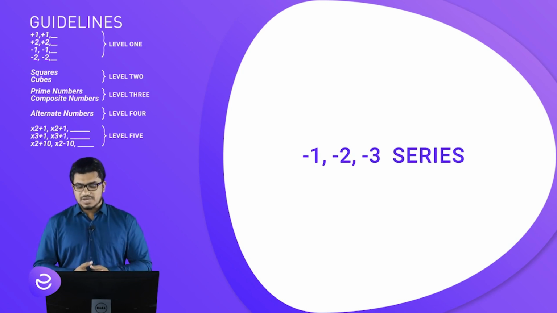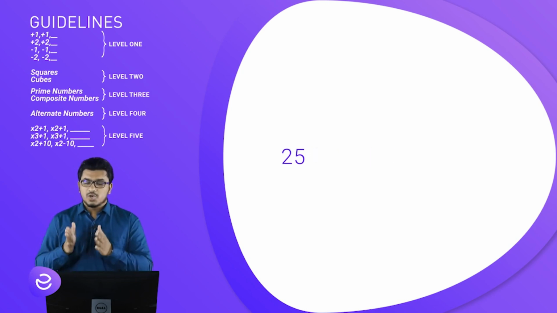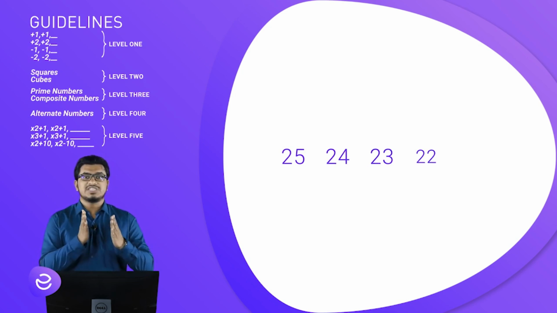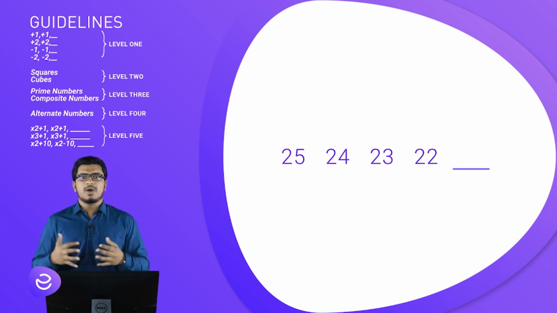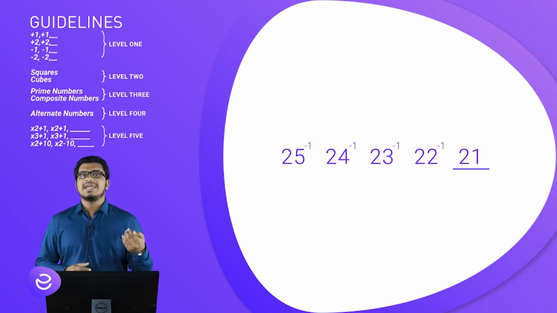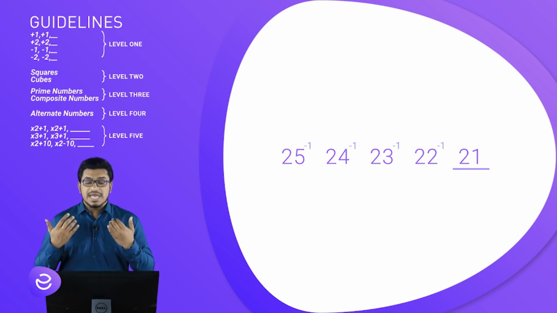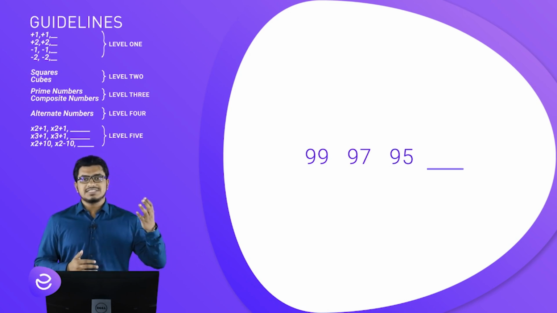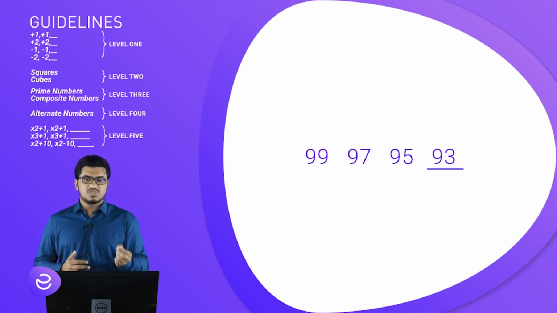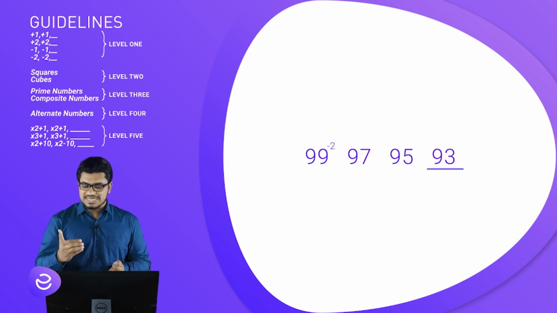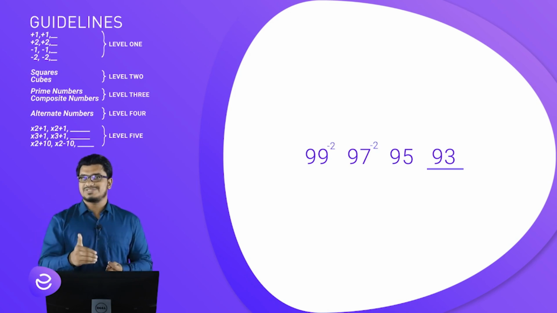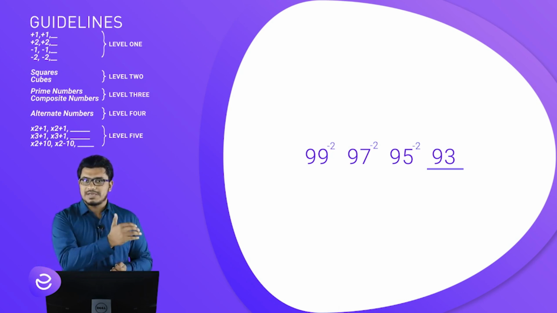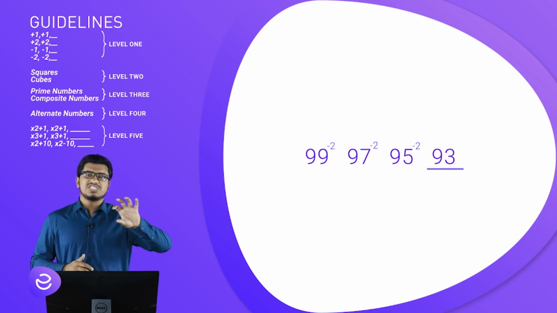For example, you can look on your screen. You have 25, 24, 23, 22, dash. The answer will obviously be 21. That is a -1 series. Then next one, 99, 97, 95, dash. The answer is 93. That is a -2 series. 99 minus 2 becomes 97. 97 minus 2 becomes 95. So 95 minus 2 becomes 93. You get a -2 series.